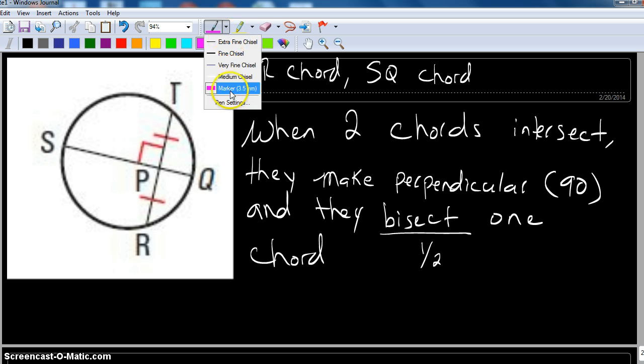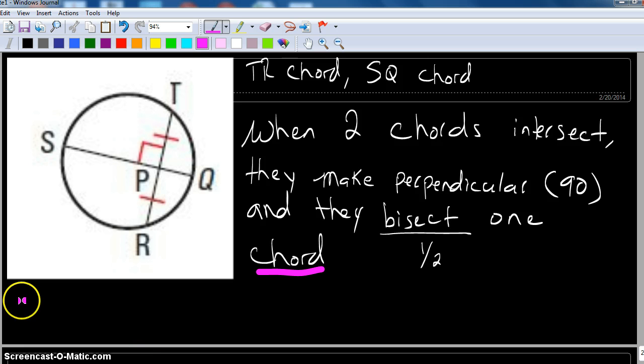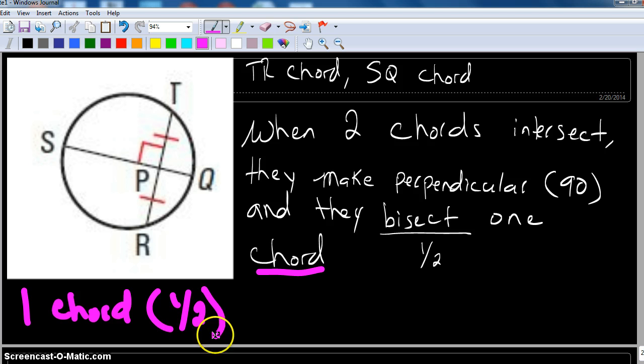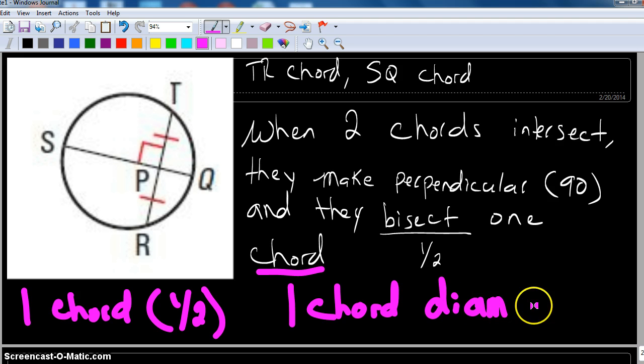But what happens to the other chord? One chord gets cut in half. The other chord, because we have 2 of them, is the diameter. And that's important. Why? Because the diameter has a lot of properties. So here, the one that's cut in half would be TR, and the diameter would be S and Q.